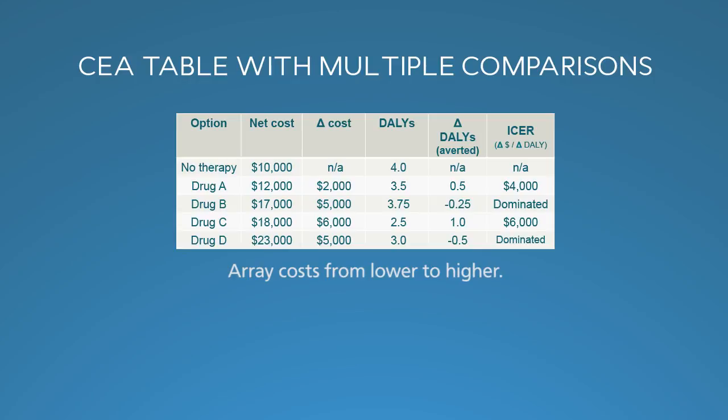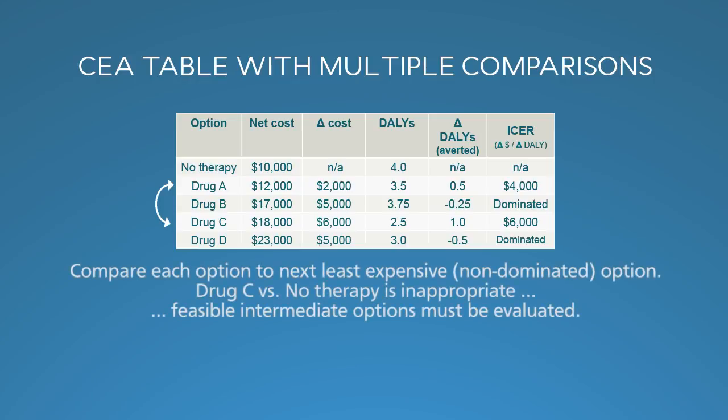Normally, in an incremental CEA, we compare each option to the prior option. But B is dominated, so irrelevant. Instead, we skip to the closest viable option. We compare C to A. Notice how we're comparing each option to the next least expensive option. We're not comparing each option to the cheapest option at the top of the table.